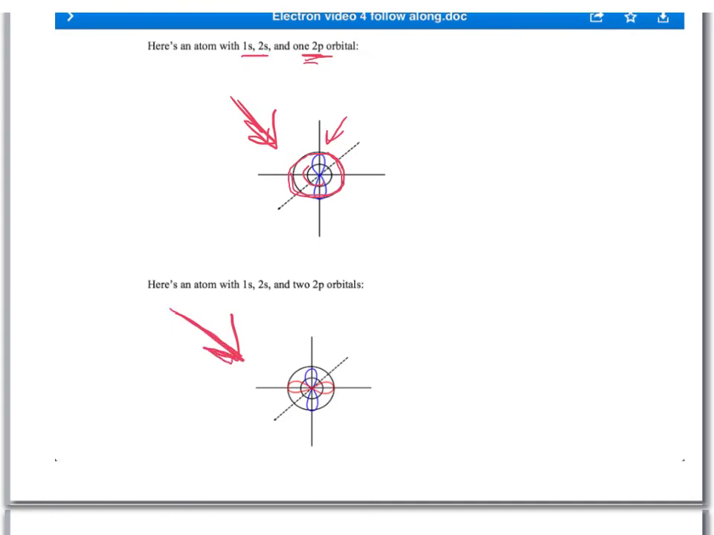And here's a picture of what it looks like if we add a second p orbital. Notice the red in there. So we have the 1s in the middle, the 2s is the same shape but outside, and then we have additional 2p orbitals. They also extend out to the second energy level.